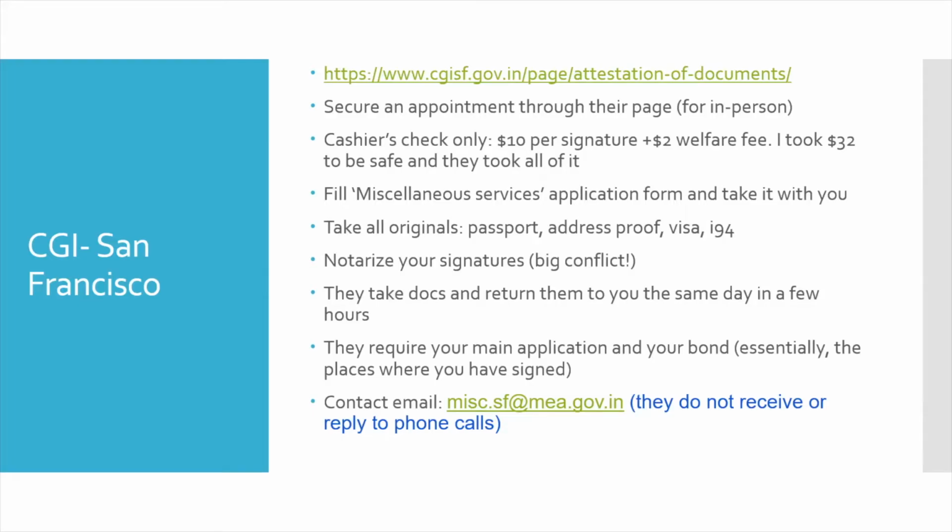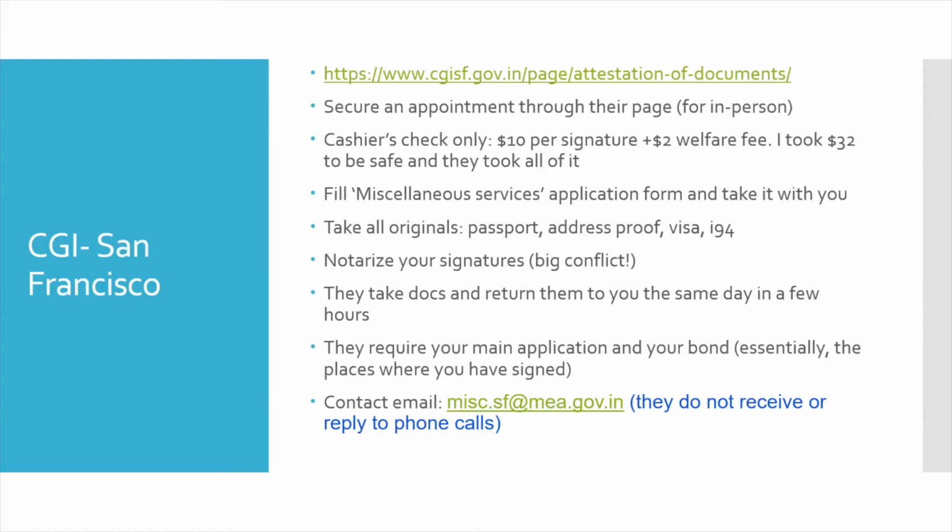And so the problem with the San Francisco consulate is that they do not take cash. They do not accept any credit or debit card. So it has to be a cashier's check. So if you don't have the proper value, or if you fall short, you have to look for a bank and get a cashier's check made, which can be quite difficult. So it's better to make a higher value cashier's check and take it to them.